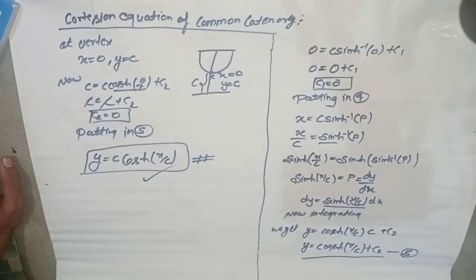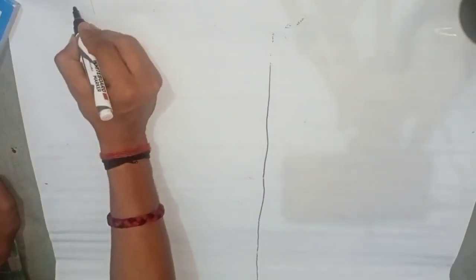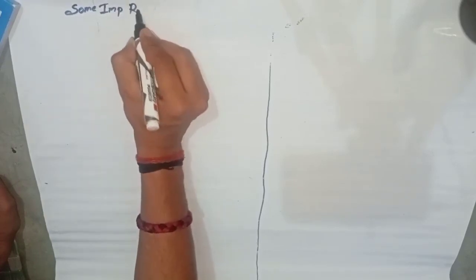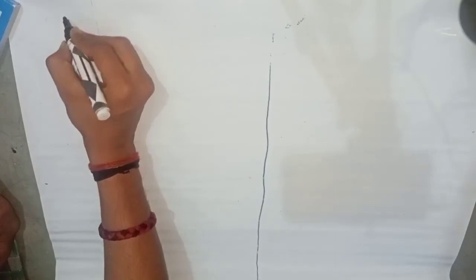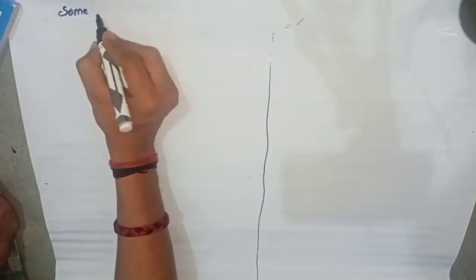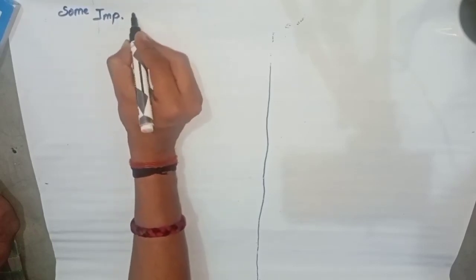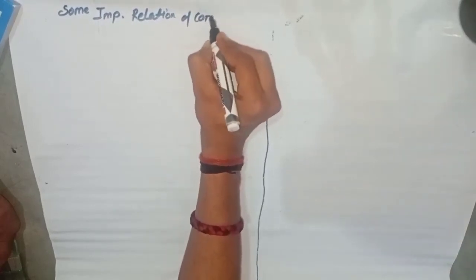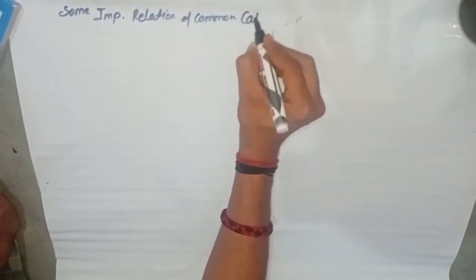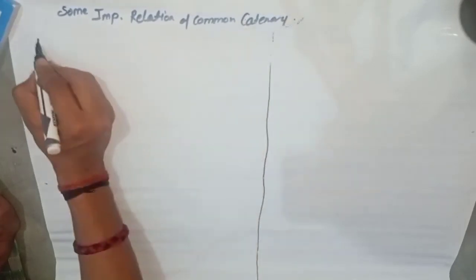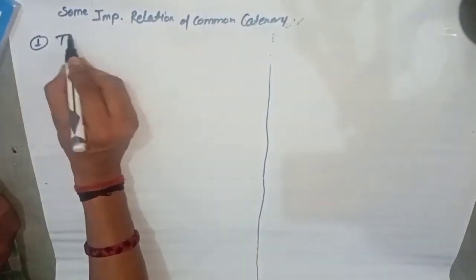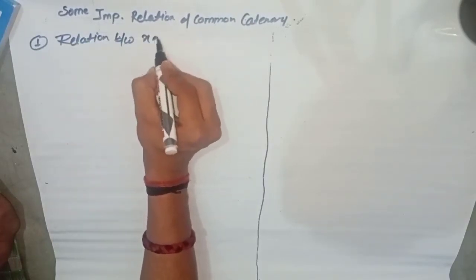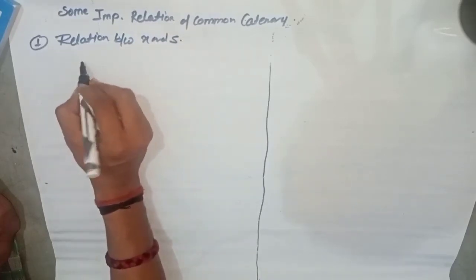Proof. Now we prove some important relations of the common catenary. The first relation is a relation between x and s. Okay. Now proof.